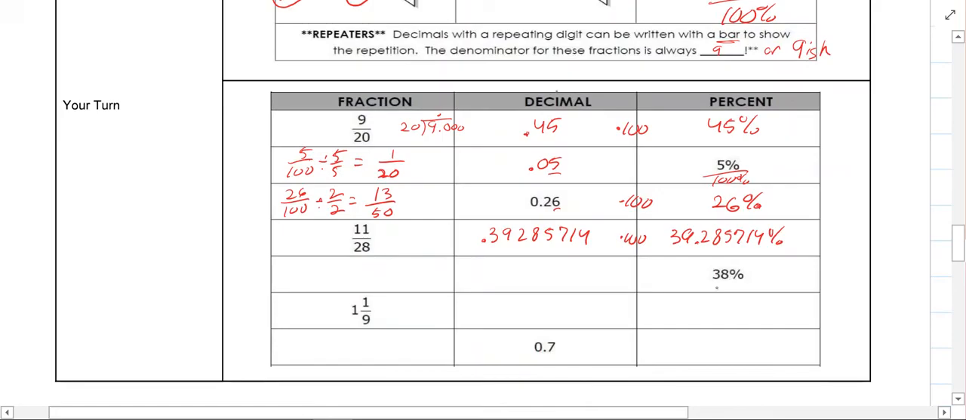Next one, 38%. I divide by 100% because percent's out of 100, and I'm going to get 38 hundredths. I just said the fraction, 38 hundredths. I divide both by 2 because I can see that 38 is an even number. So that's going to be 19 fiftieths.